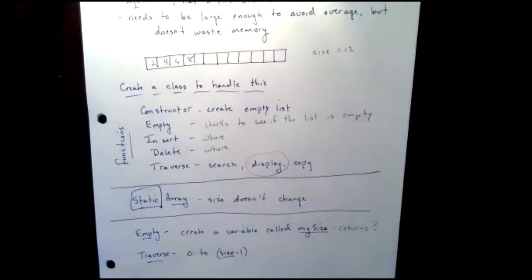There are going to be different times I want to do a traversal. And why would I do a traversal? I might be searching for a number. I might want to display everything out. I might be copying the list. So a lot of different things could be going on with traverse.